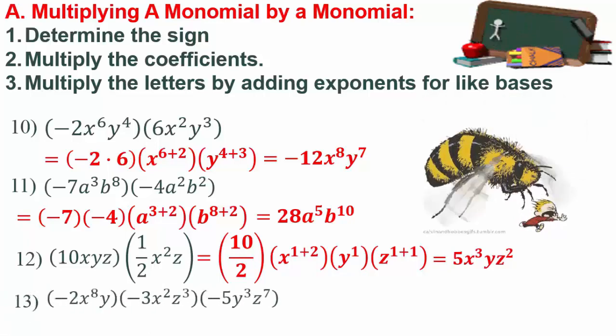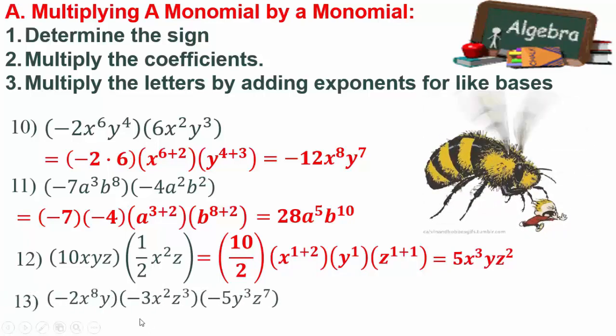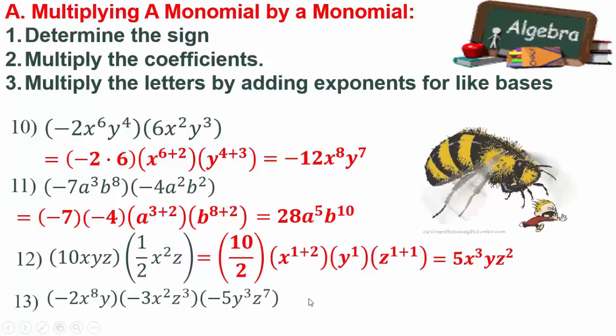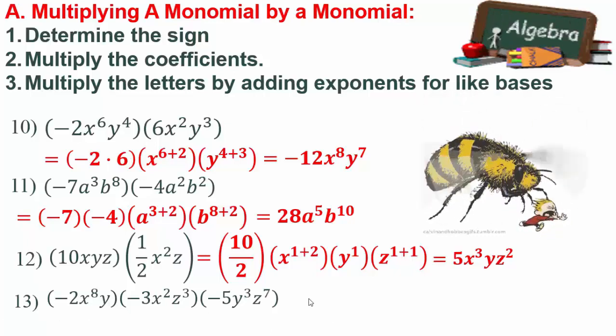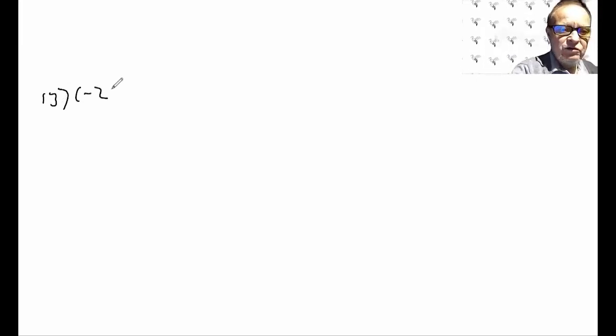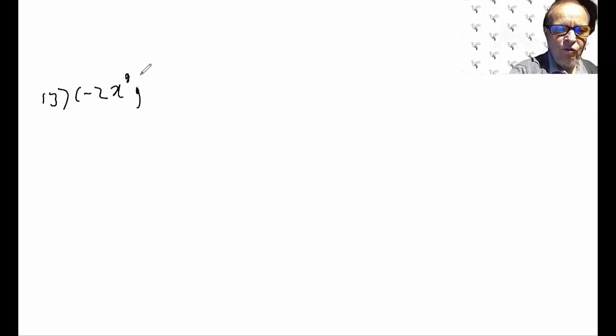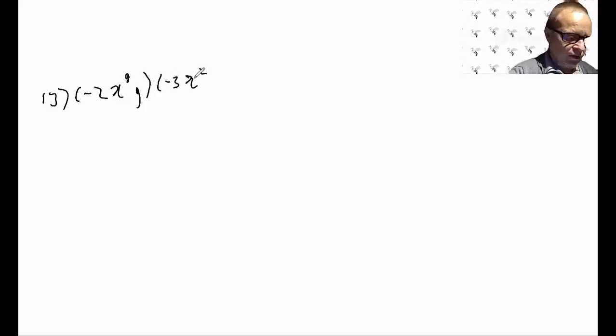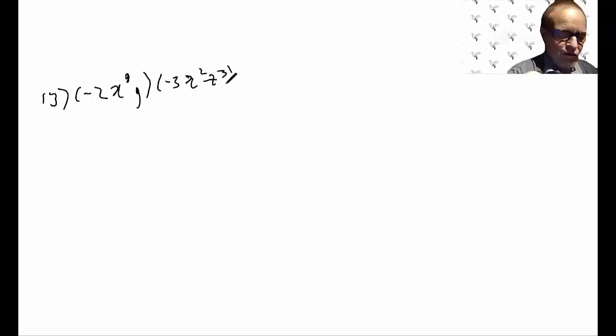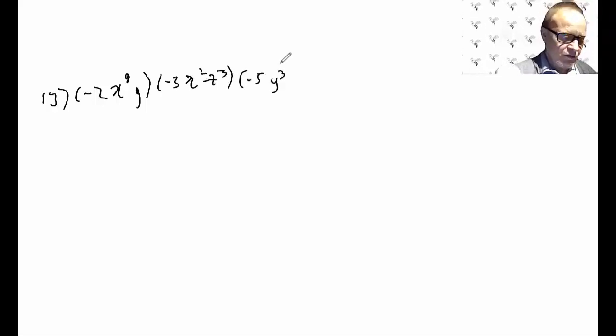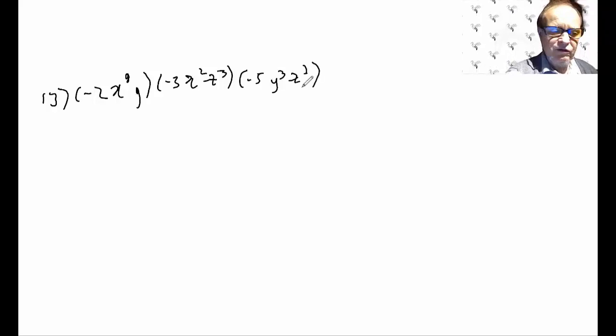In example number 13, well, we have now 3 monomials. So let's go over to the whiteboard and work this out in more detail. In number 13, we have negative 2, x to the 8th, y. We have negative 3, x squared, z to the 3rd. We have negative 5, y cubed, z to the 7th.